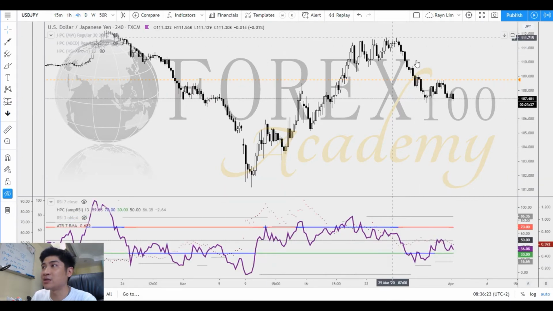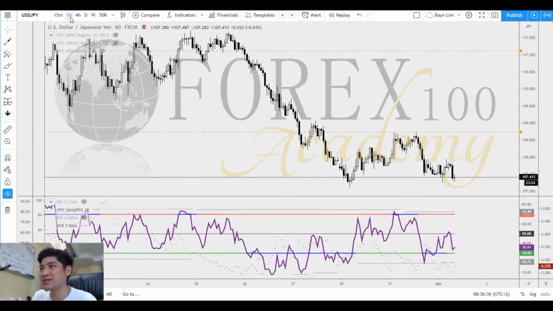On the 4-hour chart, market did a bit of double bottom over here. Okay, so double bottom to the previous resistance area. Let's see if there's a retracement. I need a retracement to happen to continue my shorting trade. It has really hit my first target.